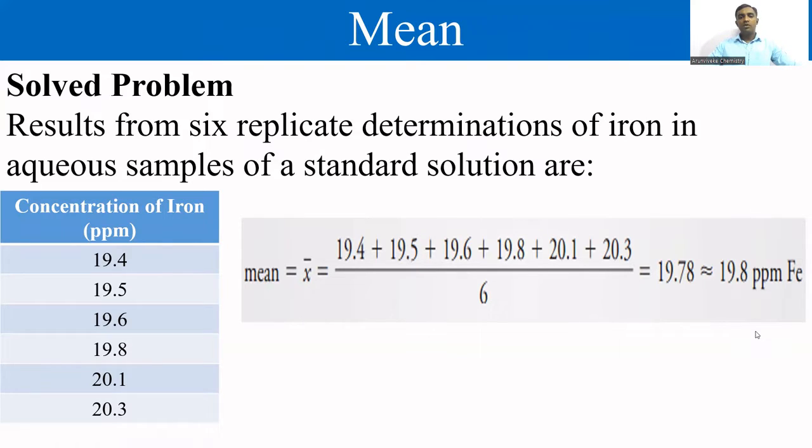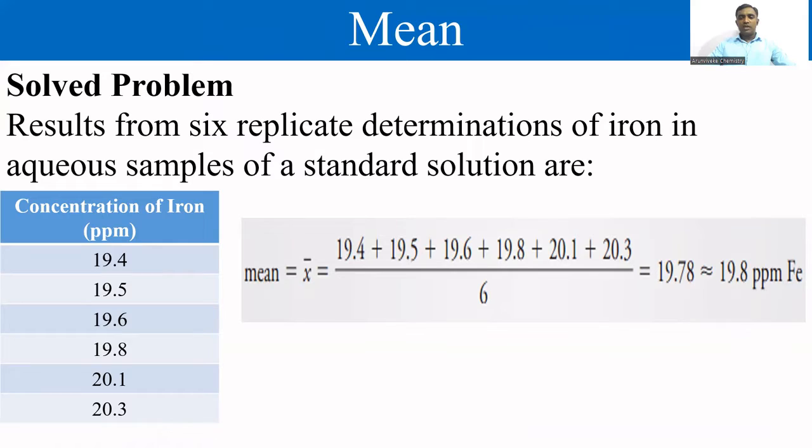20.3. When you want to take the average, you simply need to add all these values together and divide the sum by the number of readings that you have recorded. In the present case, it is 6 readings. So when you divide by 6, you get a value of 19.78. That is nothing but the mean of the set of data that we are dealing with here, which is rounded off as 19.8 ppm of iron.